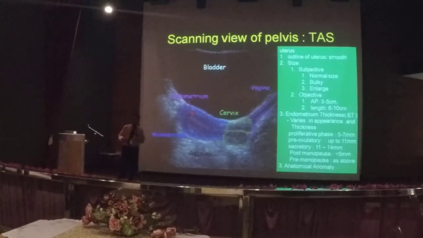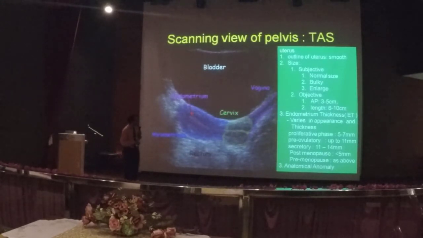Cuma kadang-kadang ada uterus 24 week size, scan uterus bulky, so that is not quite right. So in terms of inference, preferably you go a more objective way of describing the size of the uterus, based on the anterior posterior diameter, normally between 3 to 5 cm roughly, and the length in the reproductive age group between 6 to 10 cm. So that is the proper way of describing the size. Then look at the endometrial thickness.